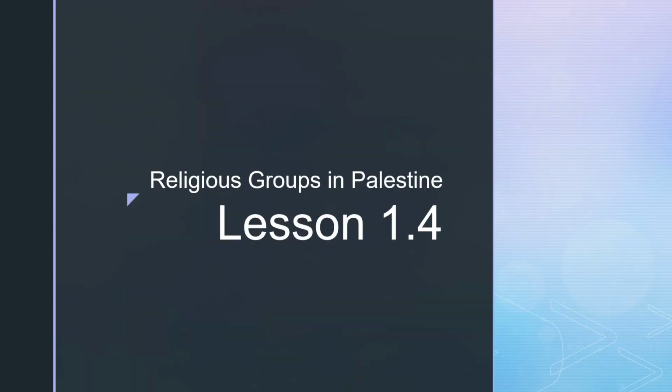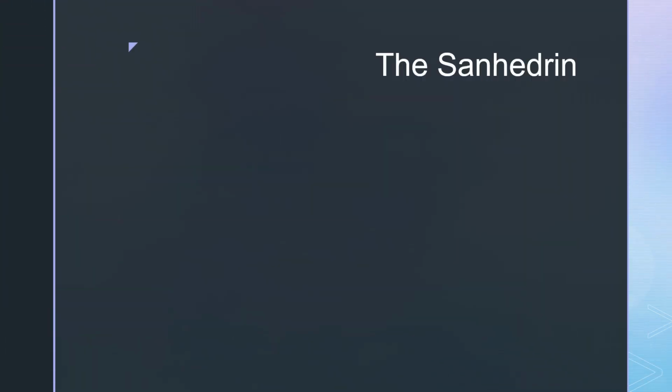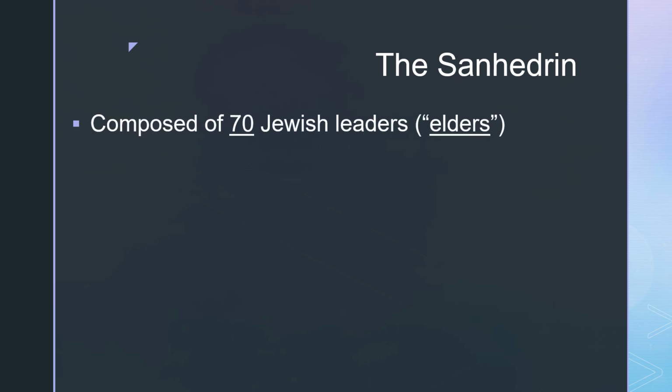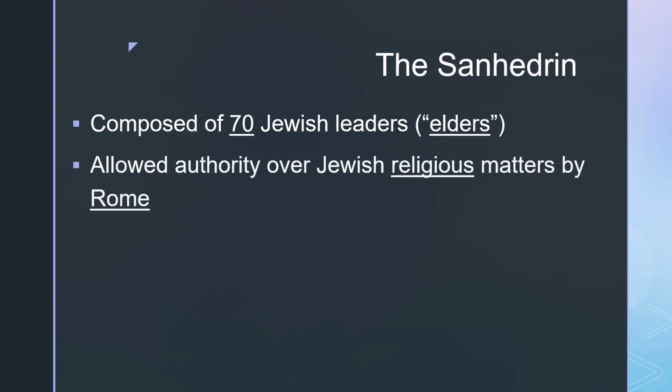All right, moving right along, let's talk about the religious groups in Palestine. We will start off with the Sanhedrin. The Sanhedrin was kind of the ruling council. It was composed of 70 Jewish leaders who were known as elders, which just means older people, right? People that have been around the block. They were given some limited authority, specifically over religious matters, by Rome.